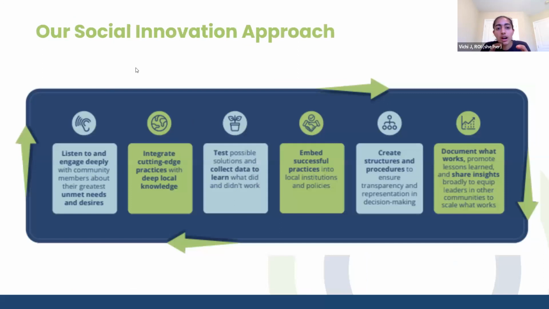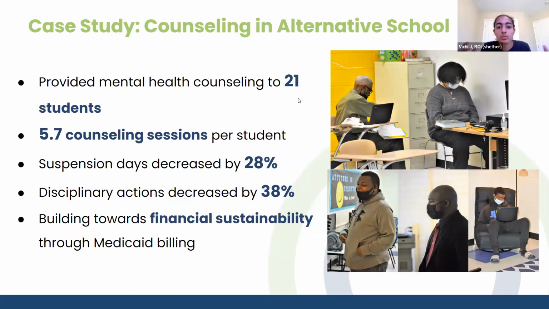We built a social innovation process modeled after design thinking, where we help public institutions identify their biggest challenges and then learn from best practices to implement more restorative interventions. And a couple of examples. One is we've been able to help an alternative high school, where kids get sent when they're kicked out of regular school, to hire their own counselor and bill Medicaid for it so that it's financially sustainable. And we've seen some really big decreases in suspension and disciplinary actions.